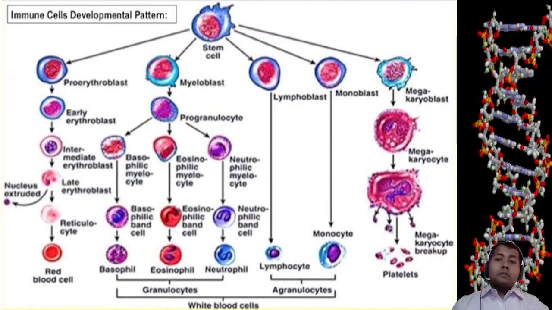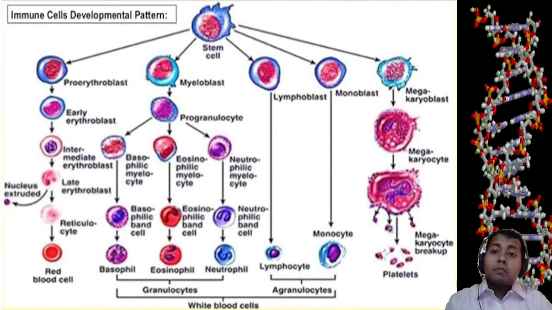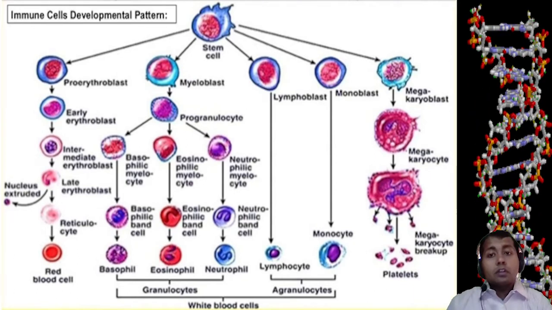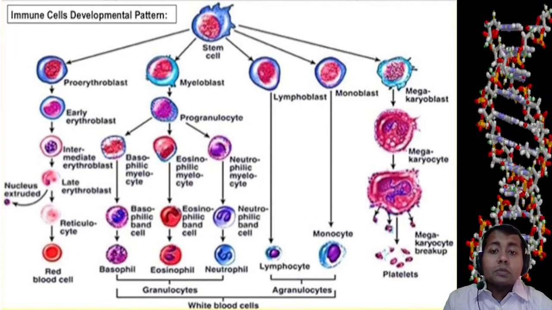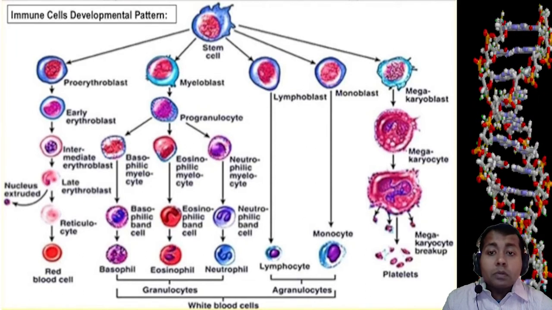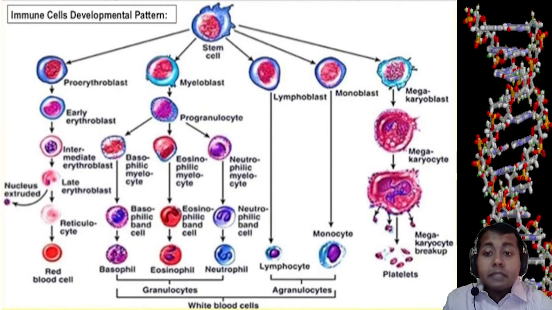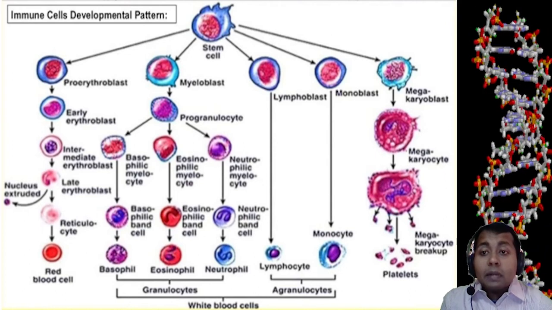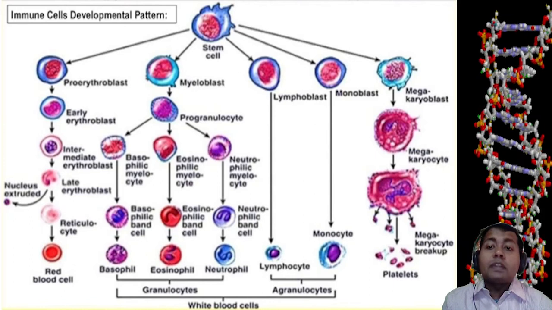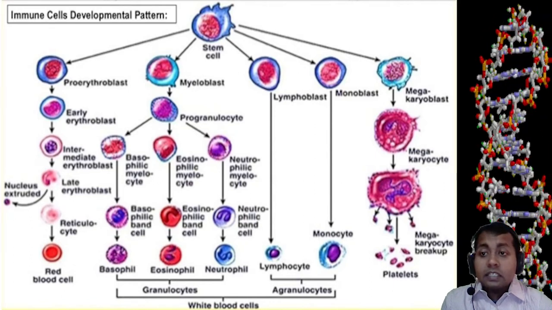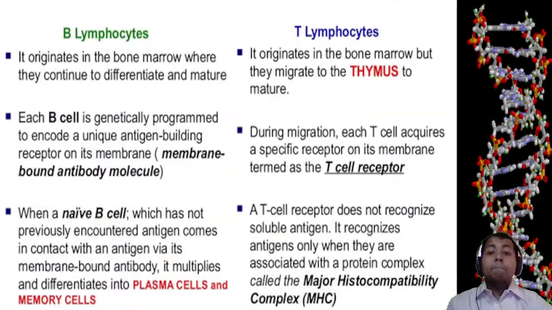In this diagram, you can see that the stem cell can differentiate into proerythroblast, myeloblast, lymphoblast, monoblast, and megakaryoblast. The megakaryoblast can give rise to the platelets. The monoblast can give rise to the monocyte. The lymphoblast gives rise to the lymphocyte, that is the T and the B lymphocyte. And the myeloblast can give rise to all sorts of granulocytes: basophil, eosinophil, and neutrophil. And lastly, the proerythroblast gives rise to the red blood cell.